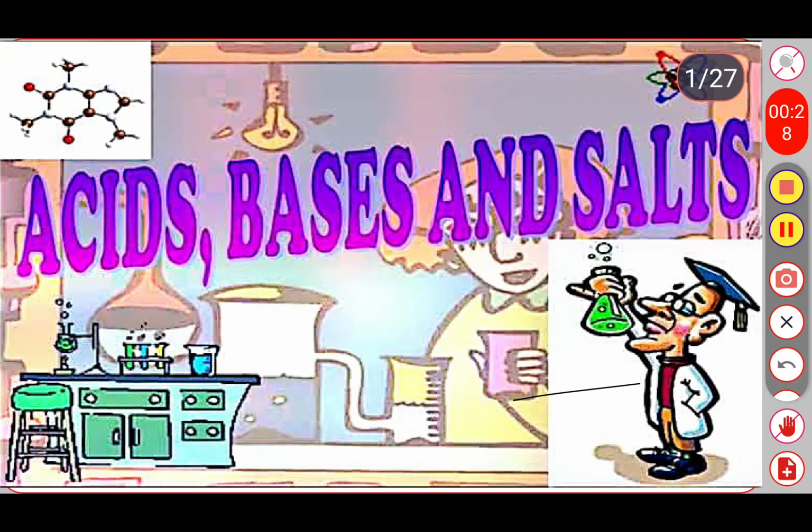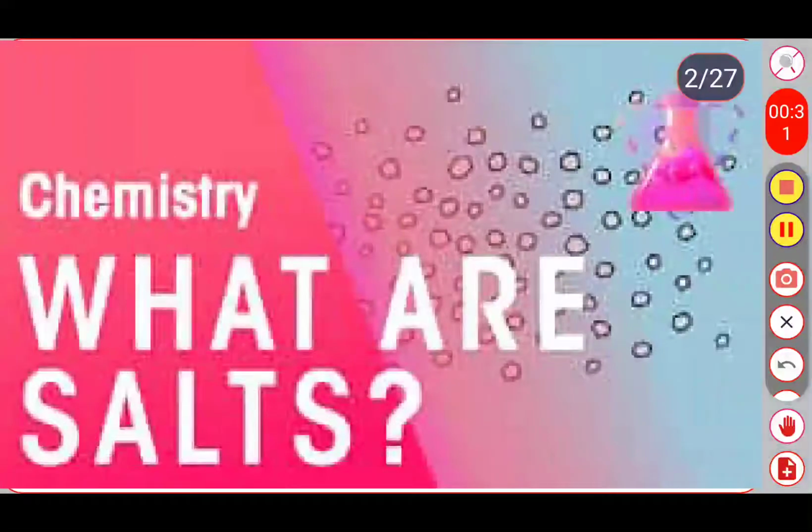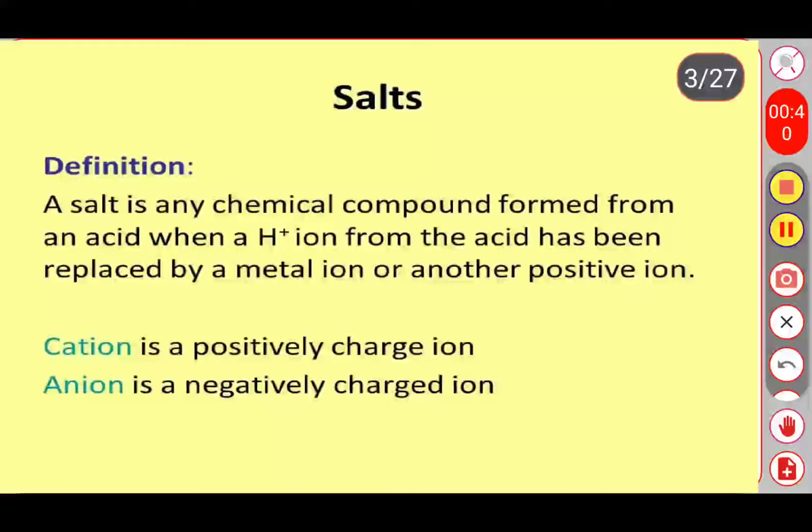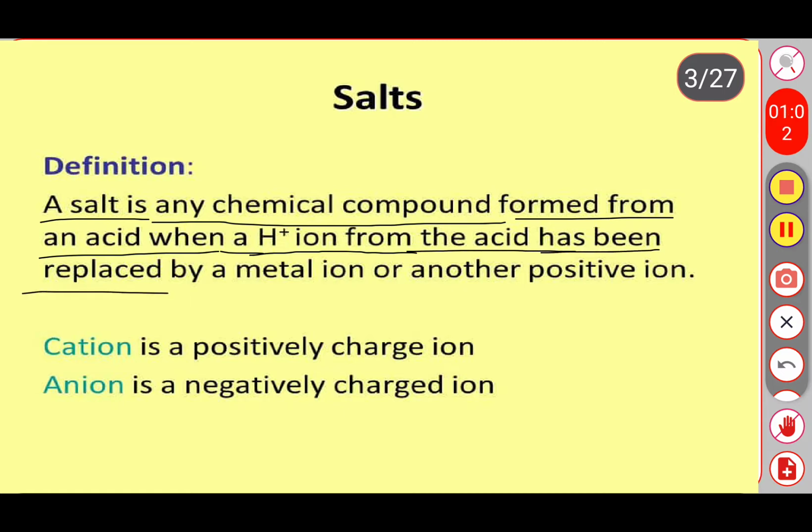Before going to discuss the salts, we need to understand what salts are and what type of ions exist in the salts. See here, some definitions are given. The definition of a salt is: a salt is any chemical compound formed from an acid when hydrogen ions, that means H plus ions, from the acid have been replaced by metal ions or other positive ions.